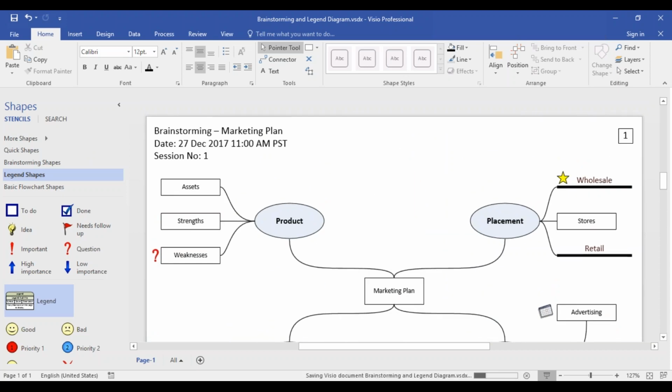Save the diagram. Don't forget to save your diagram. You can also convert this into a PDF and send it as an email. You just click on save as PDF and you will have the PDF downloaded.